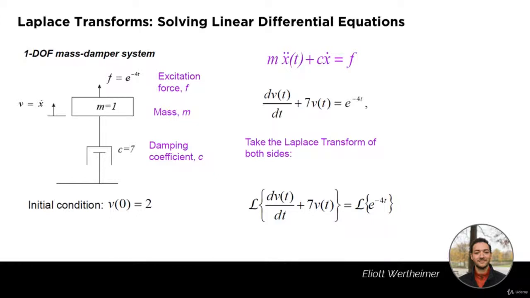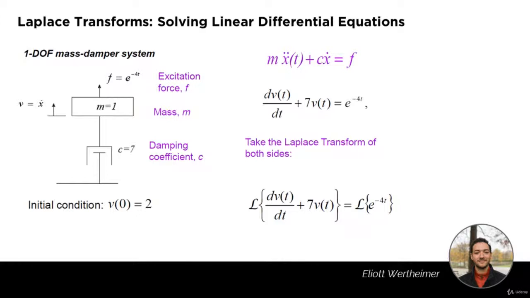The mass is equal to 1, m. We have a force applied to that mass equivalent to exponential of minus 4t, t being the time variable as usual. We have x, the displacement, and the derivative of x, the velocity, v. And we have a damper, which is between a mass and a fixed point, let's say on the ground or on a wall. And the damping coefficient of that damper is c equal 7.